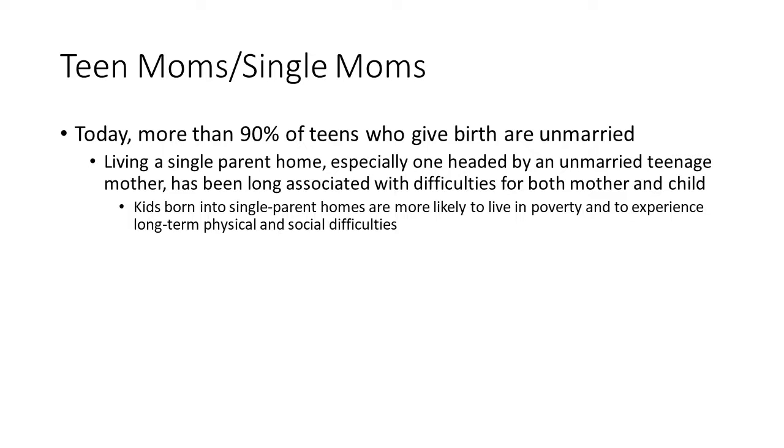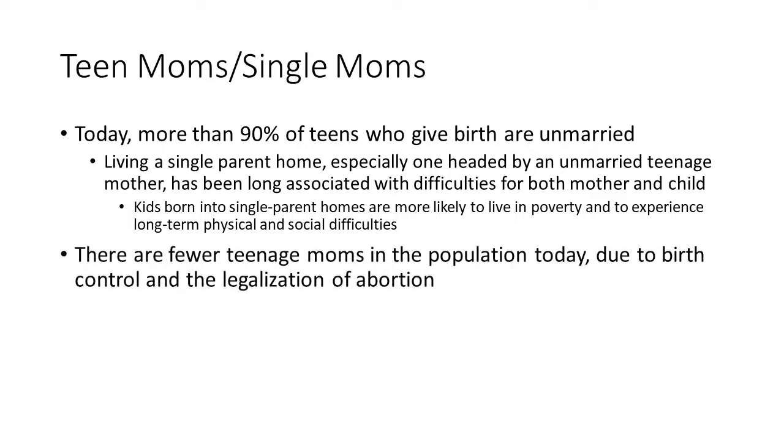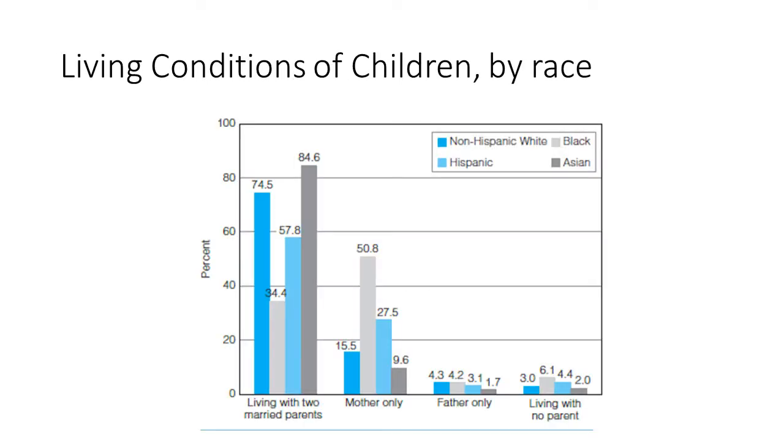And 5, become teenage mothers themselves. Given the findings, one might expect that the children of teenage mothers would be more delinquent, which the data does suggest is the case, but the effect of teenage motherhood on delinquency is moderate in size. But today, there are fewer teenage moms in the population due to things like birth control and the legalization of abortion.